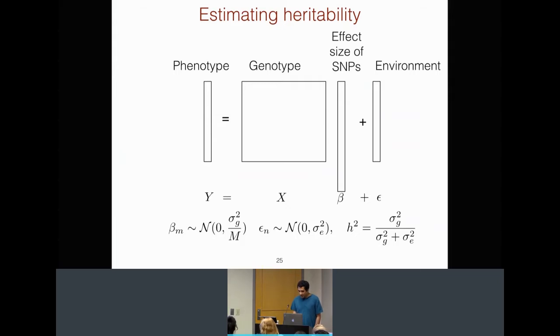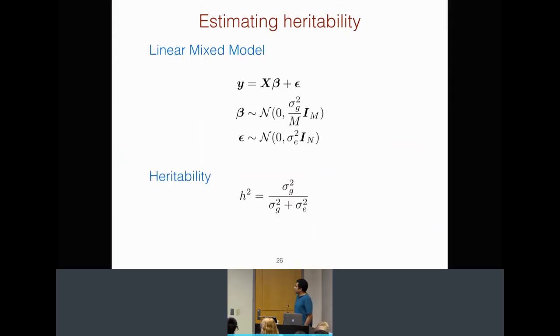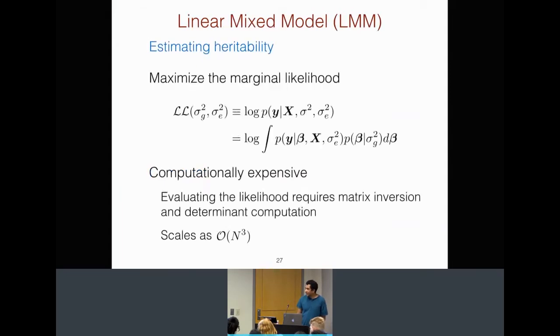So this model is something called a linear mixed model. And so this is the formulation. So you have your phenotype coming from x beta plus noise, and beta has some prior on it, and the noise has a Gaussian distribution. So now the goal is we'd like to be able to estimate heritability, and then we'll talk about other generalizations. So to estimate heritability involves estimating these two variance parameters. Again, we are in a probabilistic model, so that's nice. So we can write down the log likelihood with these two parameters.